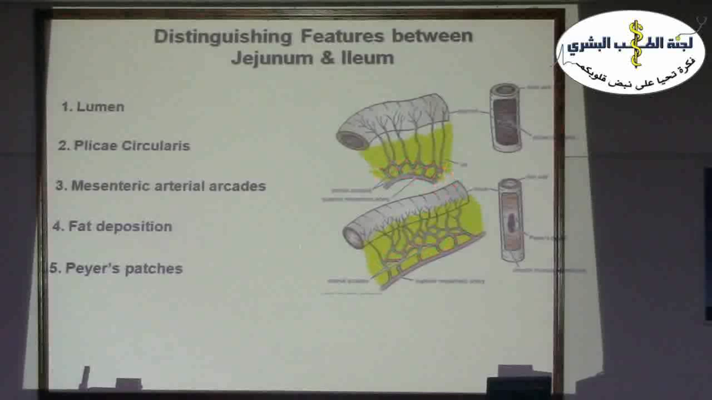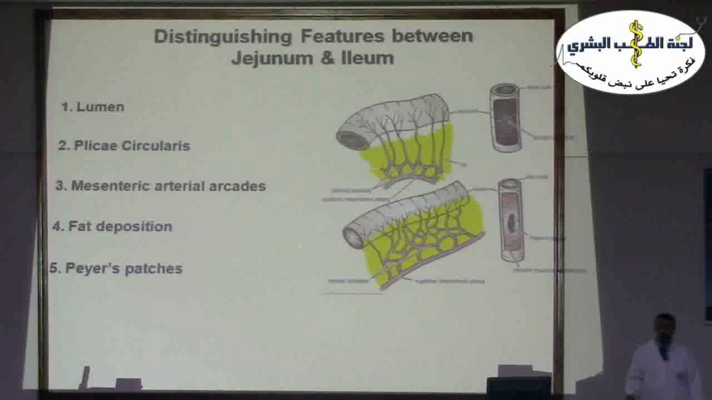Because of the arterial blood supply to the small intestine, as the mesenteric arteries pass, they give so many branches that join together to form arterial arches, arcades. If you look carefully in the jejunum, these arcades are very few, only one or two rows. While in the ileum you will see 3 or 4 lines of arcades. So there is more arterial blood supply, more arterial arcades, in the ileum rather than in the jejunum.